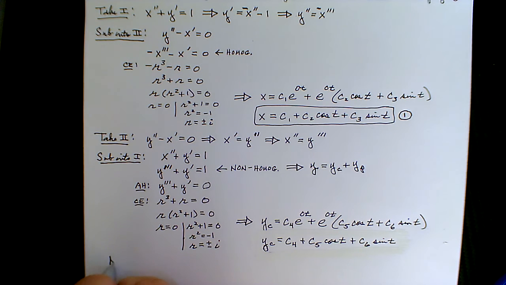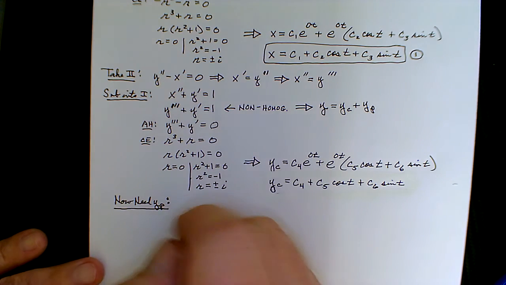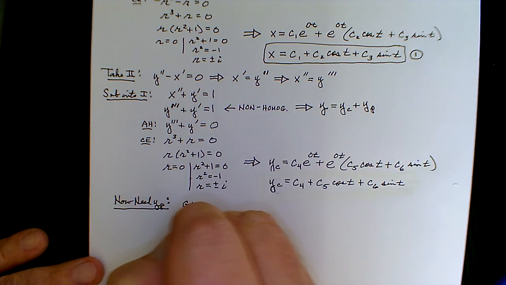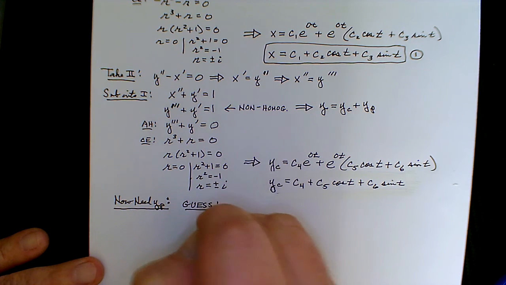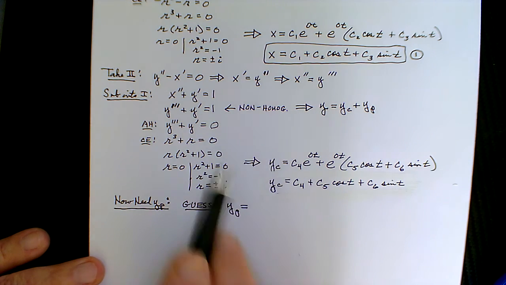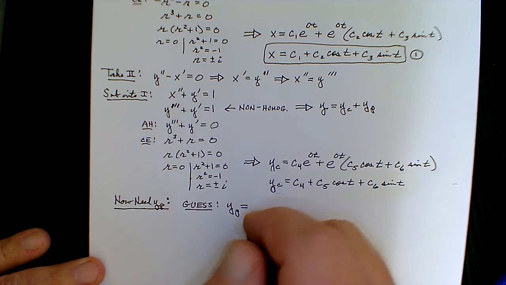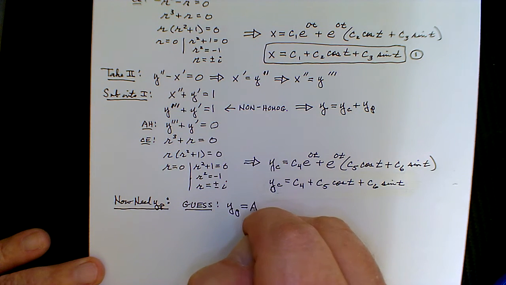So now we need y sub p. So this is by the method of undetermined coefficients. Remember, we make a guess for y sub p based on the function that the differential equation is equal to, causing it to be non-homogeneous. Well, it's just a constant term. It's just some number. So we call it A.